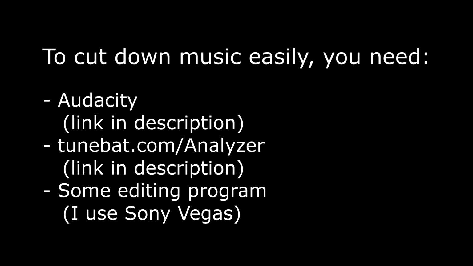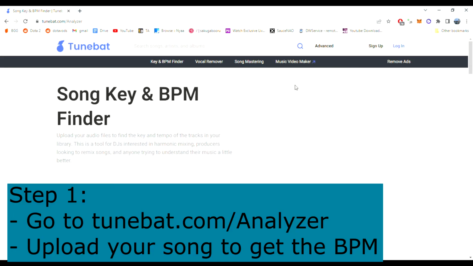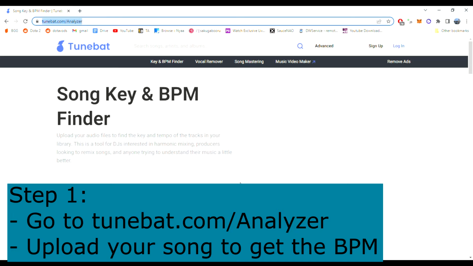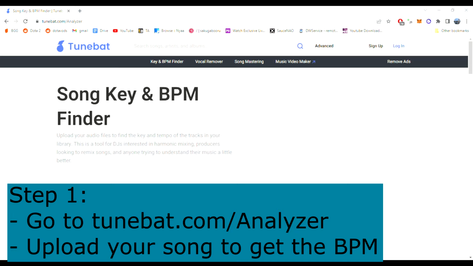still being shorter. For this guide, you're going to need Audacity, which I'll link in the description, tunebat.com, which I'll also link in the description, and then some editing program, it doesn't matter what. I use Sony Vegas. Okay, to start off, we need the BPM of your song. That's important. So we're going to use tunebat.com/analyzer for that. Go to that site, upload your song, and get the BPM.